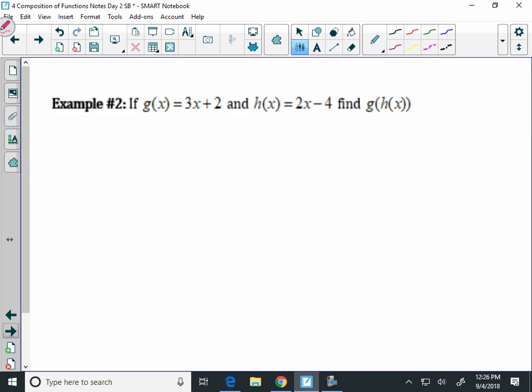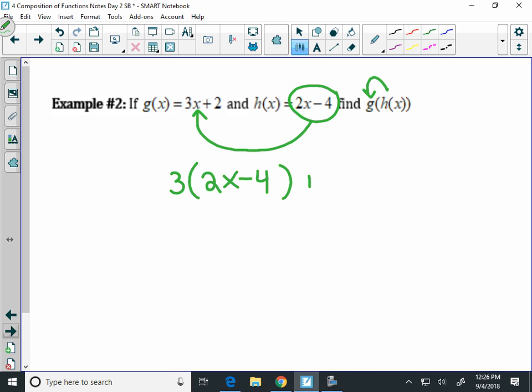All right, as we go through today, they're going to get a little bit more challenging. So let's start with g of x equals 3x plus 2, and h of x equals 2x minus 4. I want to find g of h of x. So which function goes into the other? h goes into g. So I'm going to take this whole function of h and put it into g, just replacing the x value. So you'll have 3, now instead of x, you're going to stick that 2x minus 4. And then you have to put the plus 2 on the end. That's still part of g of x.